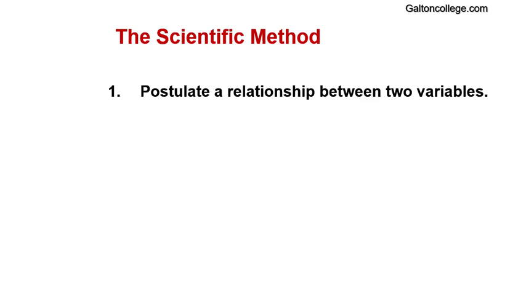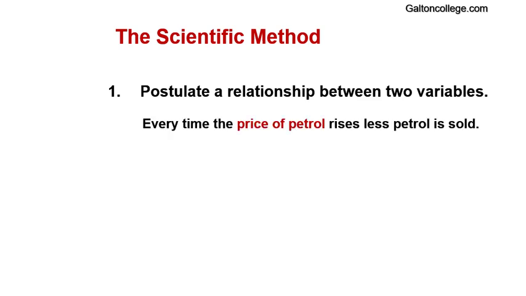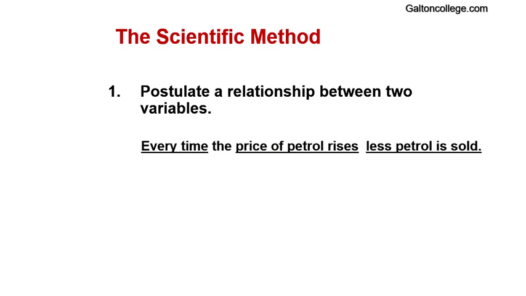So, postulate a relationship between two variables. Every time the price of petrol rises, less petrol is sold. Let's break it down. Let's look at our sentence and see what we can do with that. Well, we've got every time. That's one part. Next part is the price of petrol rises. Okay, that's the second part. And the last part is less petrol is sold. So we've got 3 parts here. And I've underlined the 3 of them.